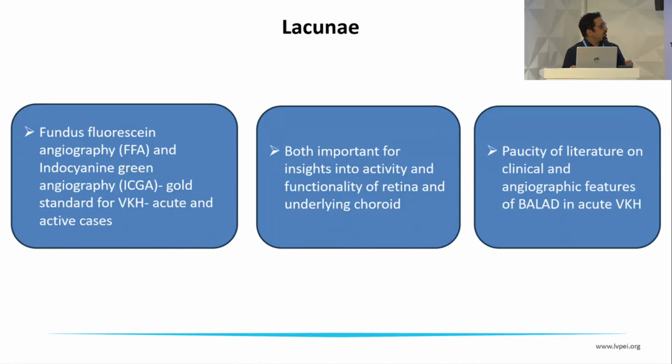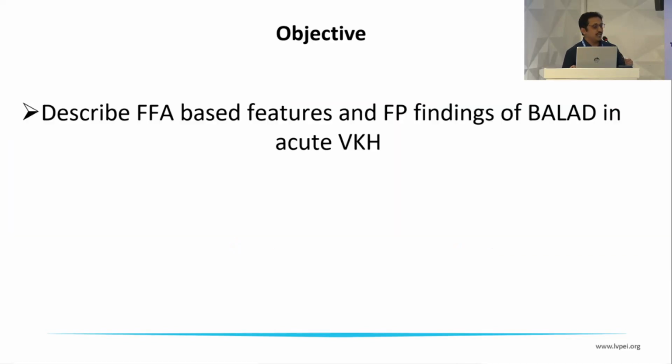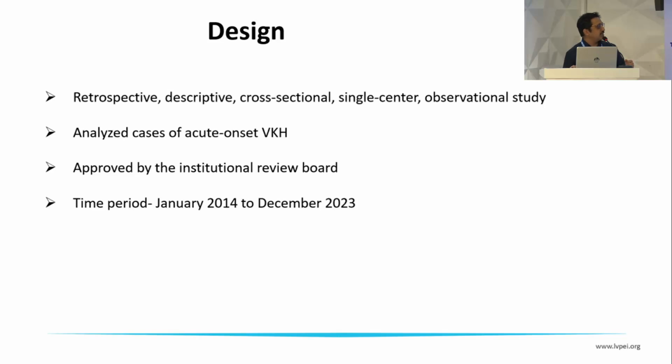So for that, and because of paucity of literature, we went on to see the fundus fluorescein angiographic findings as well as the fundus or the clinical pictures of bacillary layer detachment in VKH. That was our main objective here, to see FFA based features and fundus photo. We had collected almost 20 cases, which included almost 31 eyes.